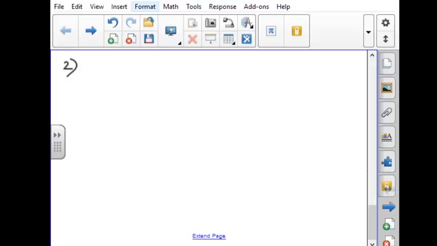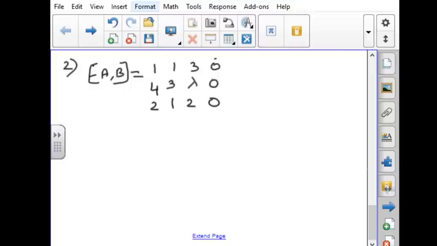Second question, determine the values of lambda for which the following system of equations has a unique solution and non-trivial solution. So here we have to find the values of lambda. So first we will write the augmented matrix. So augmented matrix A comma B is equal to 1, 1, 3, 0, 4, 3, lambda, 0, 2, 1, 2, 0.